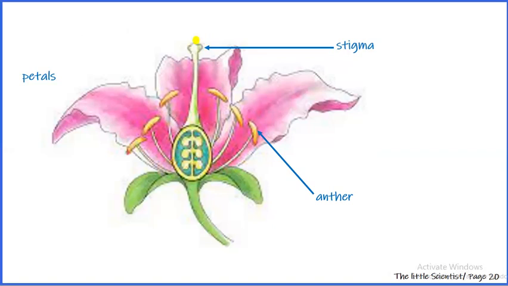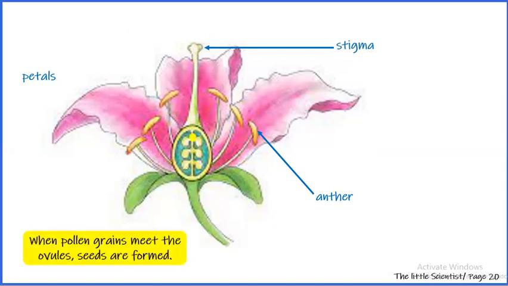This is the pollen grain landing on the stigma. The pollen grain then moves down through the style and meets an ovule. When a pollen grain meets an ovule, a seed is formed. And in good conditions, the seed will be planted in the soil. The seed will grow into a seedling. The seedling will grow into an adult, a big plant. The plant will grow flowers, and then the flowers will make seeds, and the cycle starts all over again.